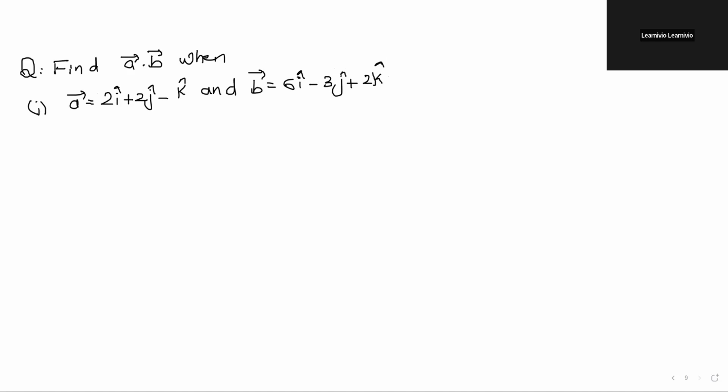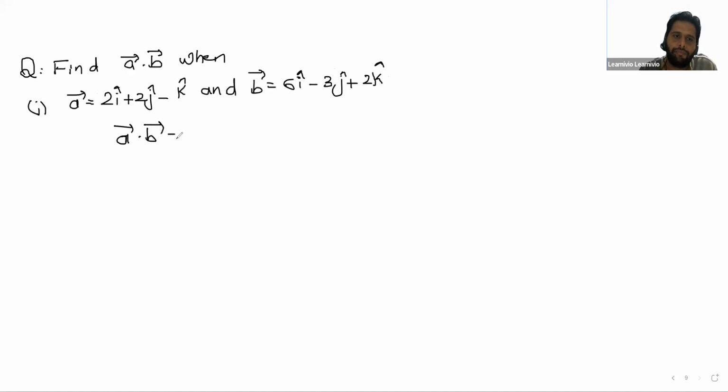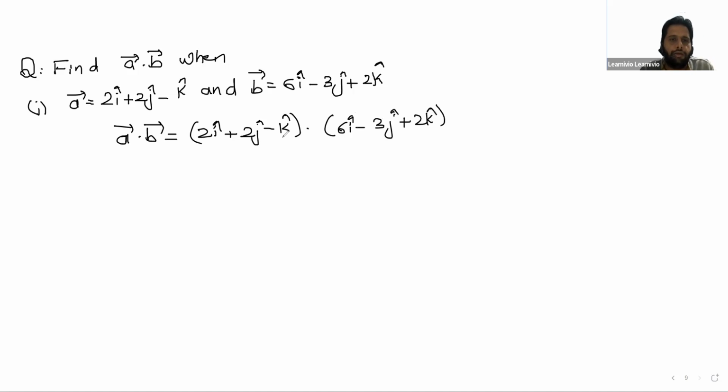Okay, you need to find the dot product. So first I will do for you. A dot B is equal to 2I plus 2J minus K cap dot product 6I cap minus 3J cap plus 2K cap. Now remember this. If you find the dot product I dot I, you will get a 1. But if you find I dot J, you will get a 0. So I dot J, I dot K will be 0, so we will ignore it.